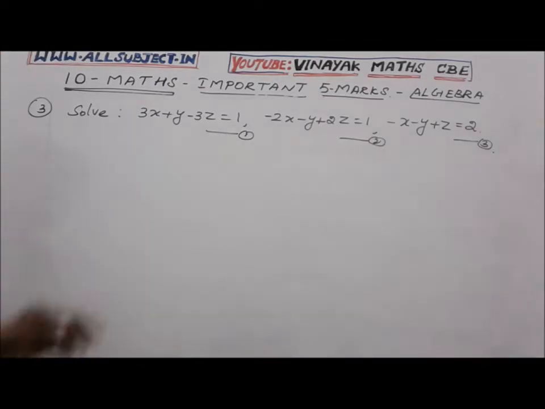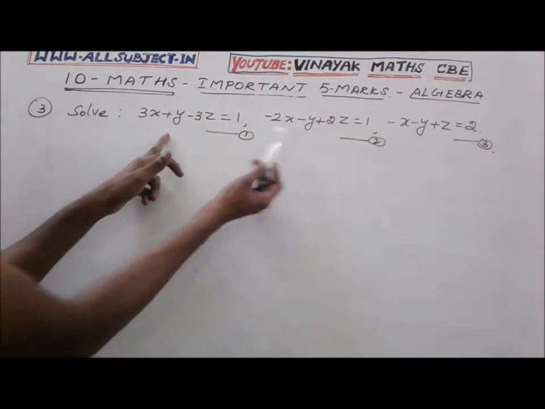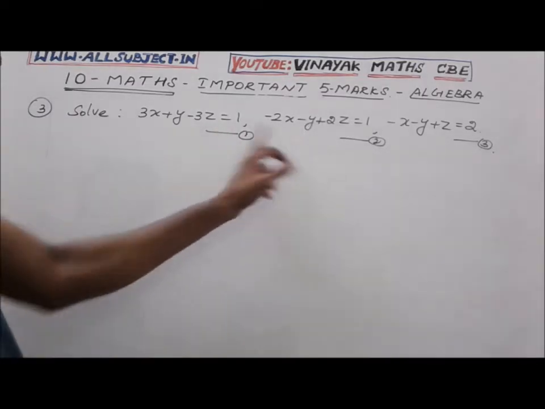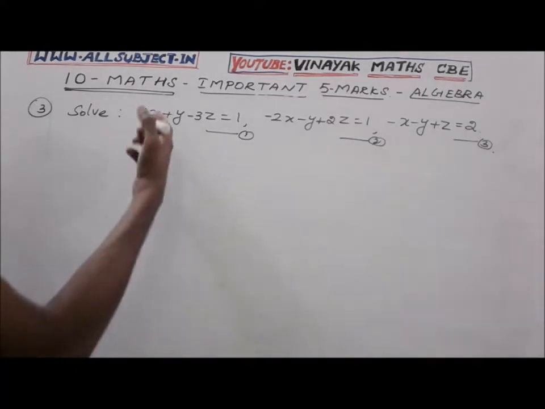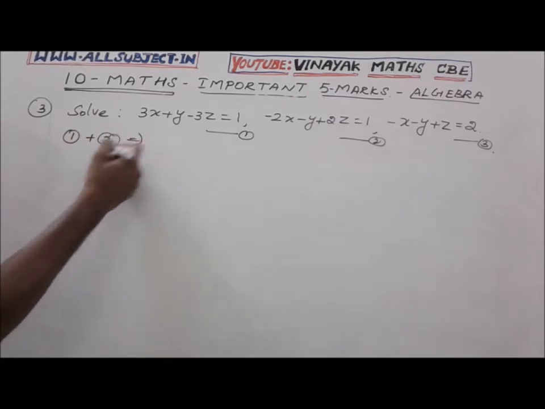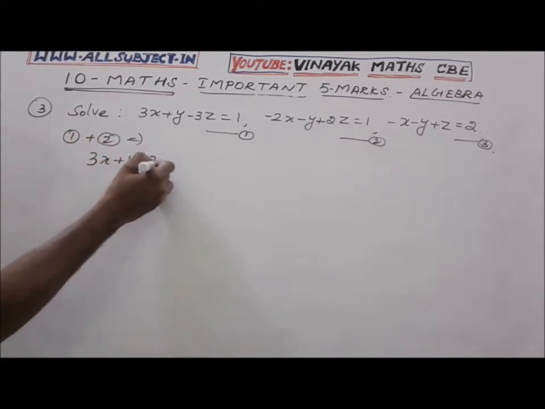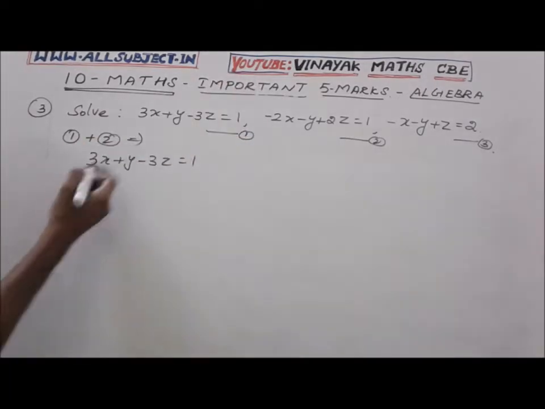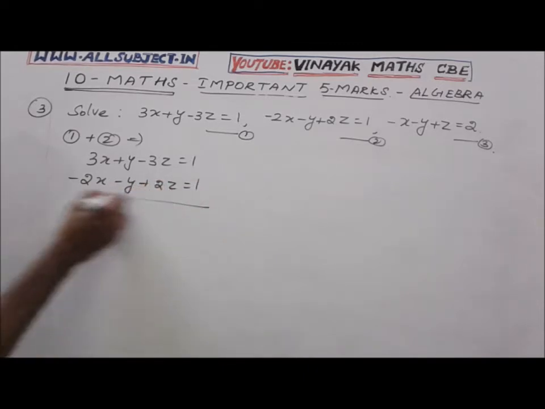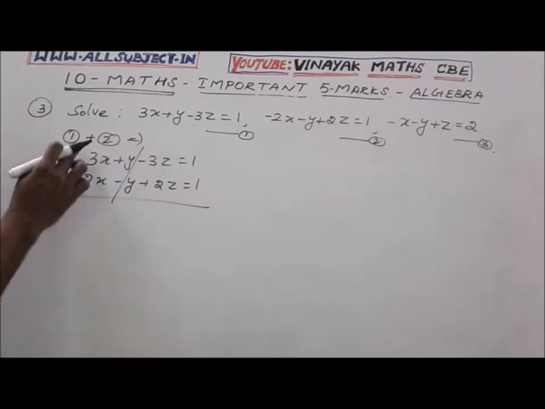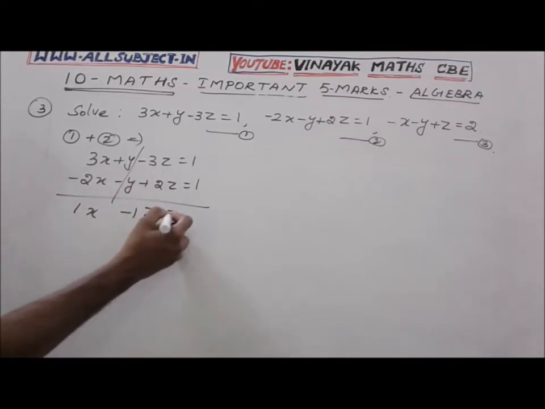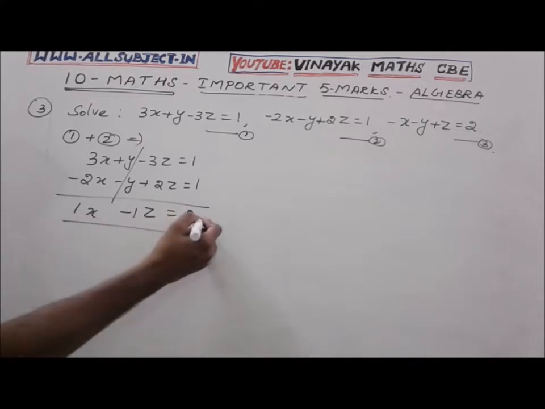the value of x, or we can choose the first and second, where by adding, y and y get cancelled. You can choose any way. So easily we can choose 1 and 2. Taking 1 and 2, just adding, the variable y is eliminated. So 1 plus 2 implies 3x plus y minus 3z equal to 1 and the second equation minus 2x minus y plus 2z equal to 1. Just adding, y eliminated. 3 minus 2 is 1x, and minus 3 plus 2 is minus 1z, equal to 2. Let it be equation number 4.